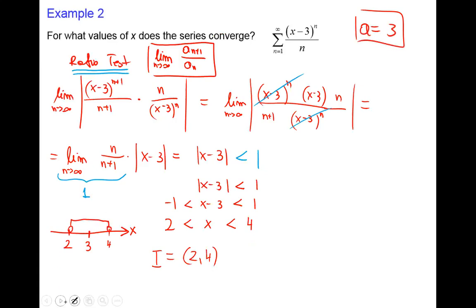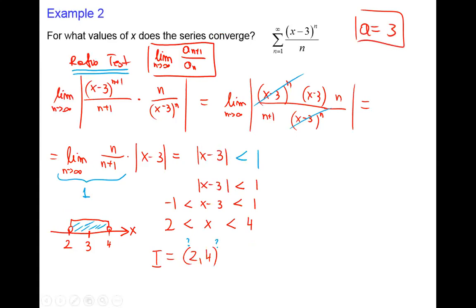Okay, but one thing is missing. Actually, this is my interval. All of the values between 2 and 4 will give me an answer less than 1, and if it's less than 1, the power series is convergent. But what is also important, the ratio test is not really testing the endpoints, that means 2 and 4. Because let's see, if I take 2, let's substitute 2 instead of x. 2 minus 3 is -1. Absolute value of -1 is 1. Do we like the answer 1 for the ratio test?